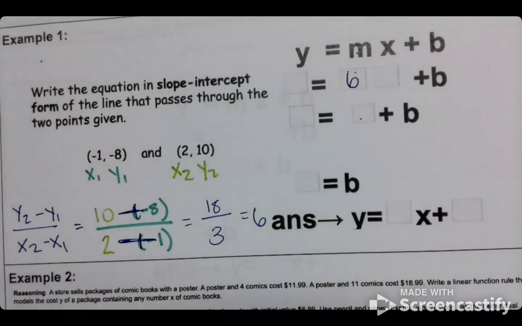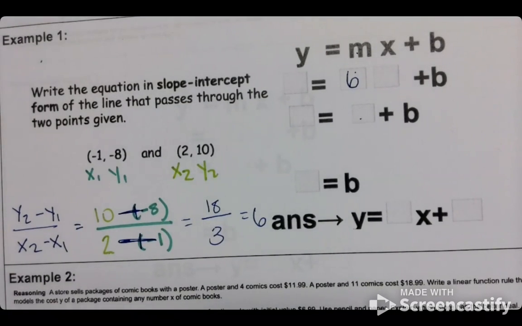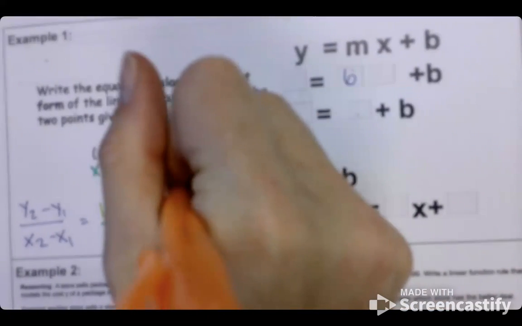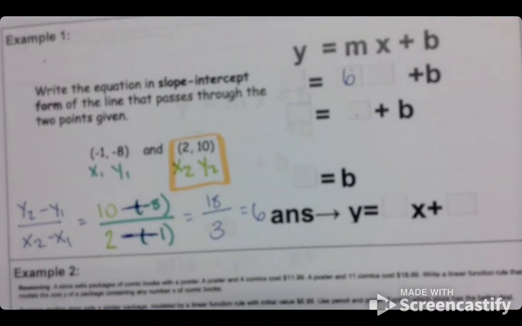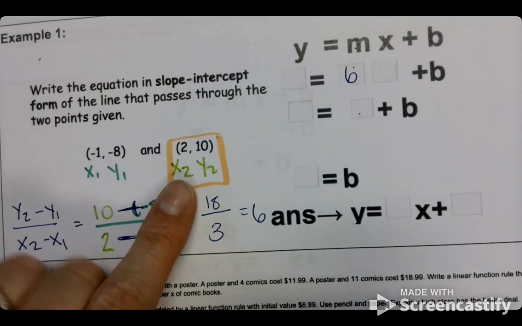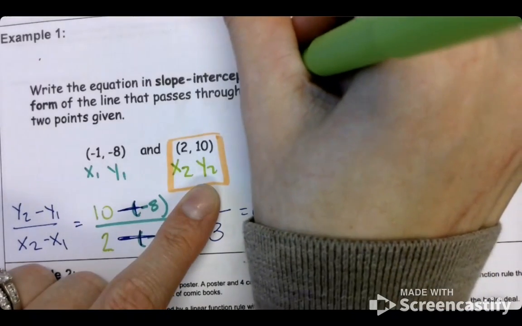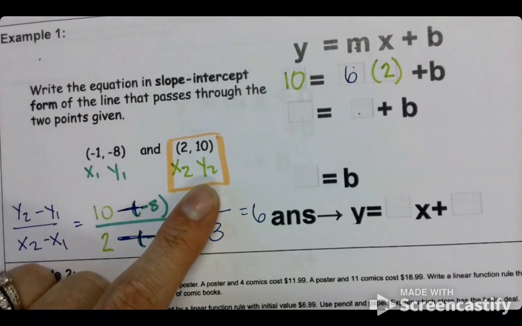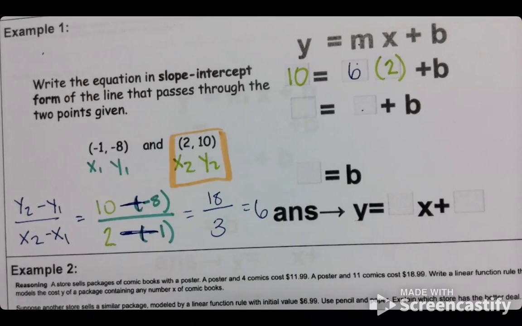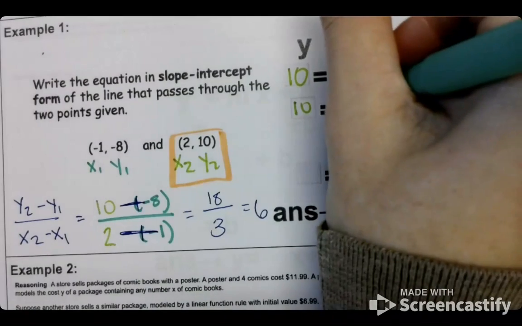Now, for the next piece, you are going to pick a point. I would recommend picking a point that is positive. So in this case, I'm going to pick this one. In place of x, we are going to have what x equals. In place of y, we are going to have what y equals. And then you are going to solve that exactly like how we did the number 2 on the very first page of these notes. So 10 stays. 6 times 2 is 12.